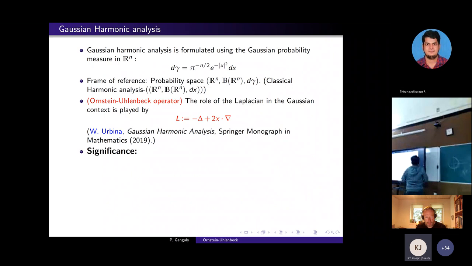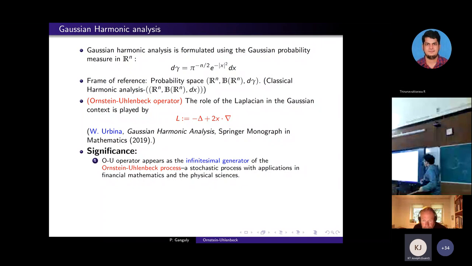Now, the thing is, why do we care about this operator? Of course, everybody has their own reason, but anyway, I would like to point out some points. So first of all, the Ornstein-Uhlenbeck operator appears as the infinitesimal generator of the Ornstein-Uhlenbeck process, which is basically a stochastic process with applications in financial mathematics and physical sciences and many more areas of science.